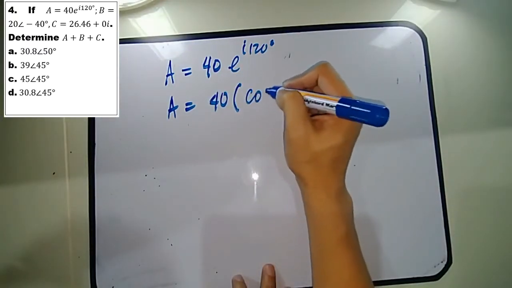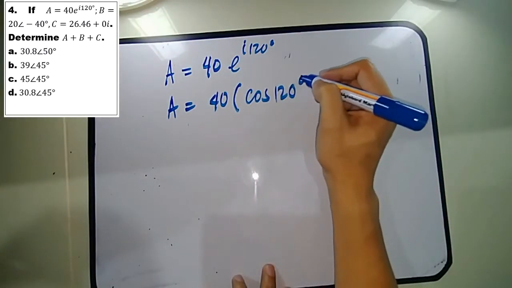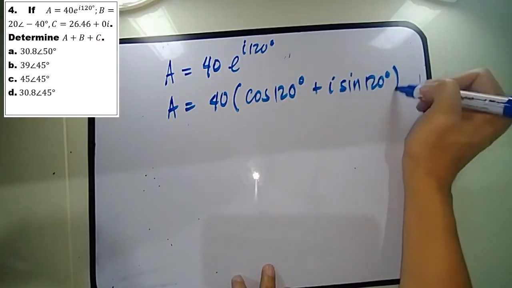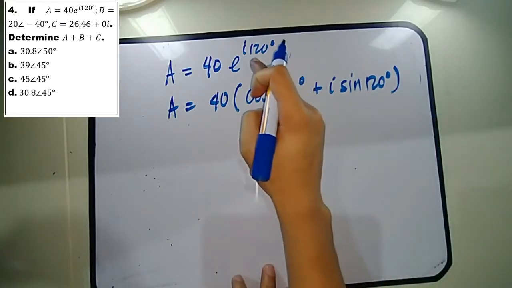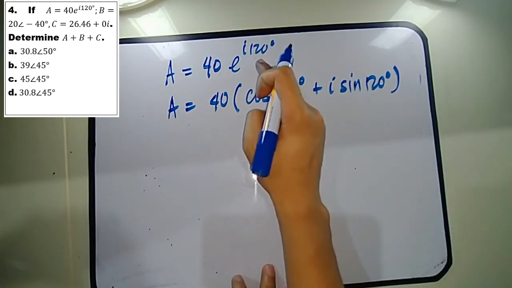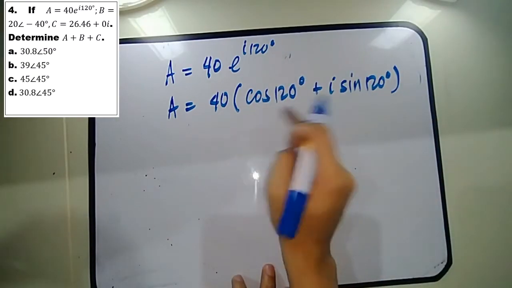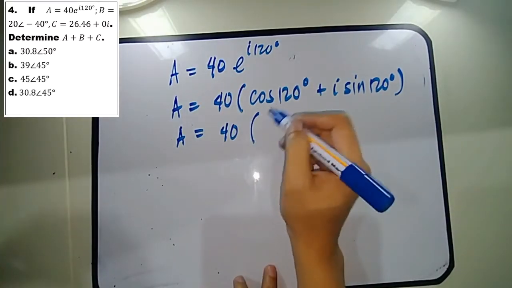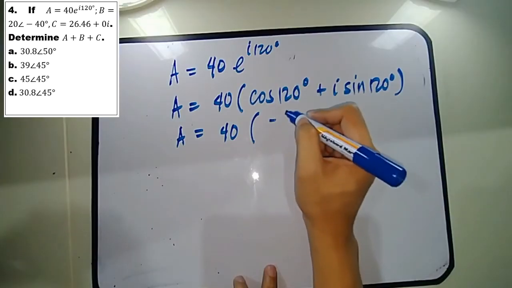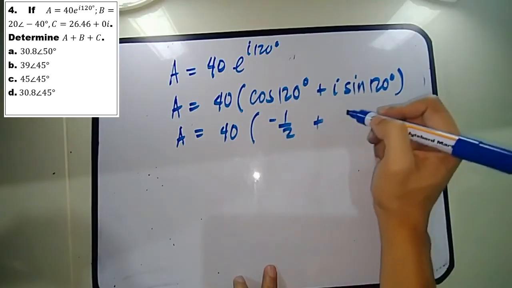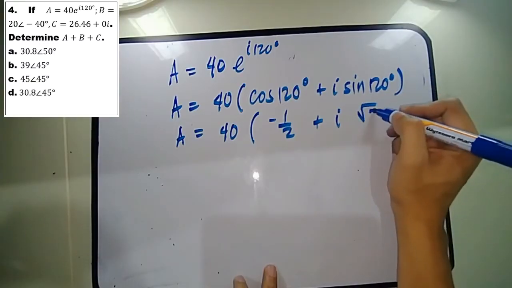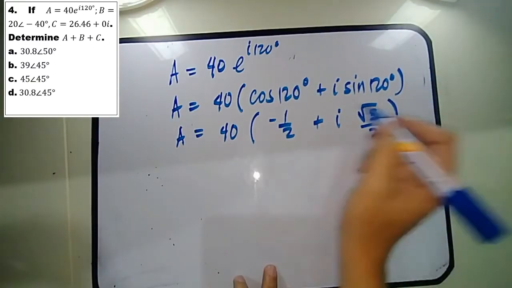This is cosine 120 degrees plus i sine 120 degrees. So this is the quickest way to transpose this to rectangular. So dadaan muna tayo, guys, sa trigonometric form. So A equals 40, this is cosine 120, so negative 1/2, plus i, sine 120 is just equal to square root of 3 over 2. So i-simplify natin 'to, guys.